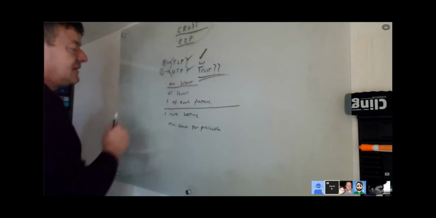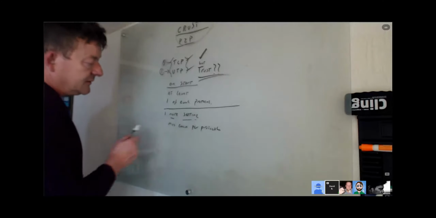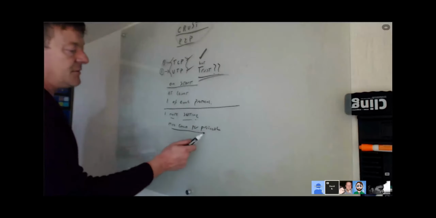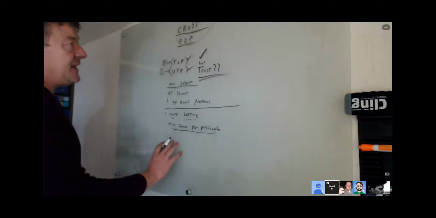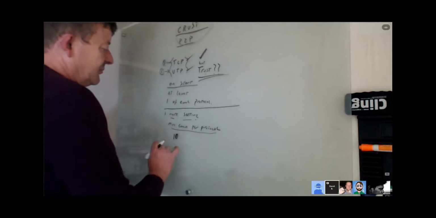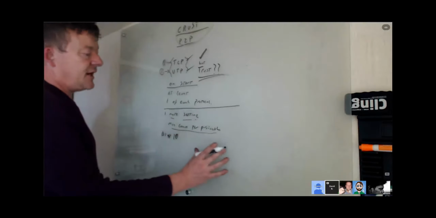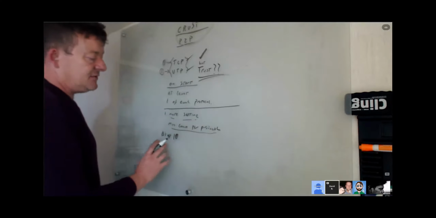Not all the time, but for us it certainly is at the moment. One more setting would be the minimum connection per protocol. So we might say we want that setting to be 10. We're going to bootstrap off at least 10 in parallel, and get the information back.